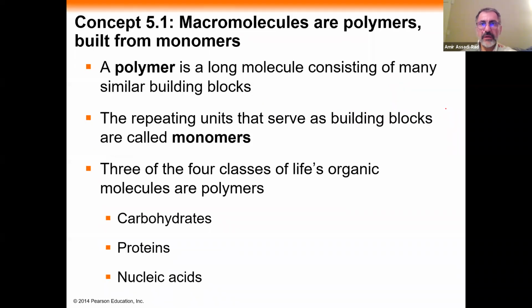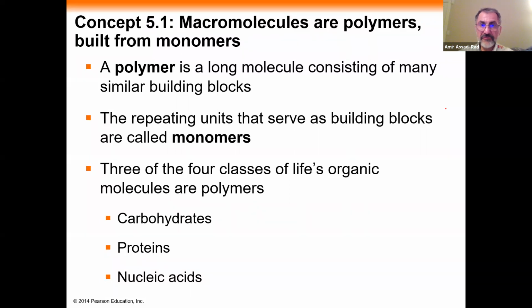Okay, the macromolecules are polymers. A monomer means 1 glucose molecule or 1 amino acid. And polymers are when you have many glucose molecules attached to each other like this. Each one of my fingers is a glucose molecule, and when they attach to each other, it's called a polymer. So a polymer is a long molecule consisting of many similar building blocks. The repeating units that serve as the building blocks are called monomers.